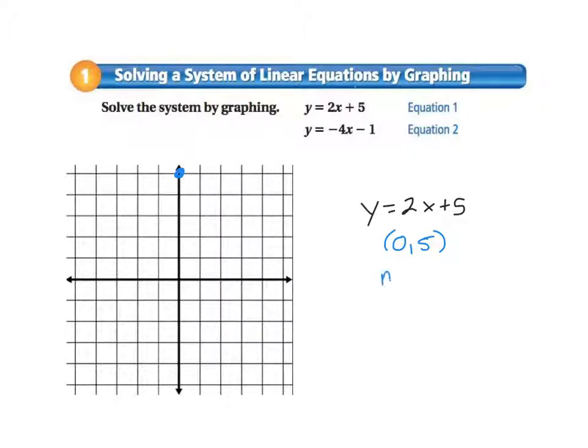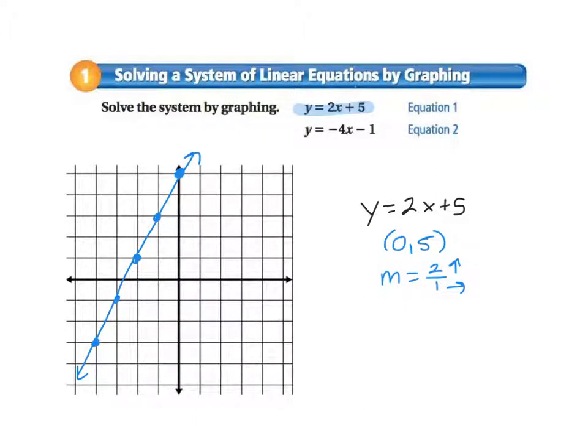And then our slope in this case is 2 over 1, which tells us to go up 2, right 1, which goes off our graph, or I can move backwards. I can go down 2, left 1. So I could go up 2, right 1 or down 2, left 1, and I can repeat that same slope pattern a few times until I have a nice accurate graph. Okay, so that's the graph of the first equation.